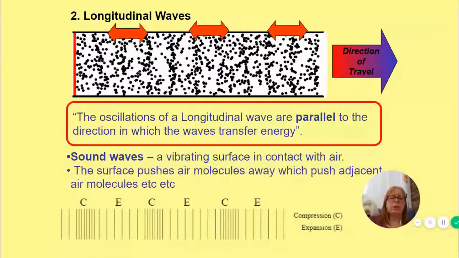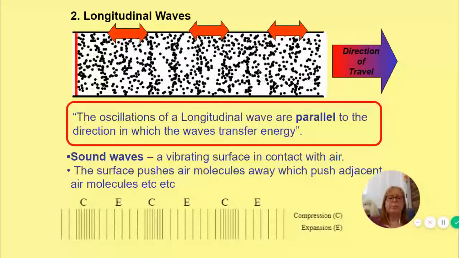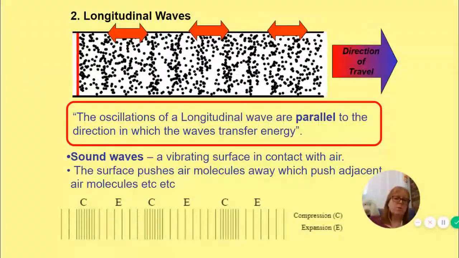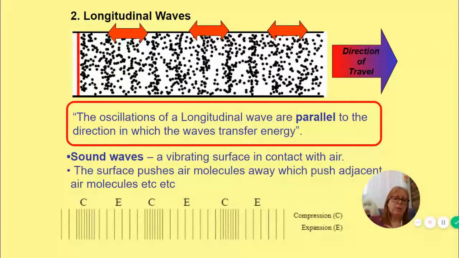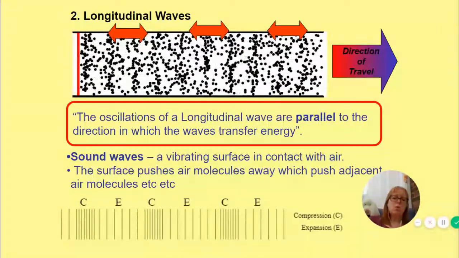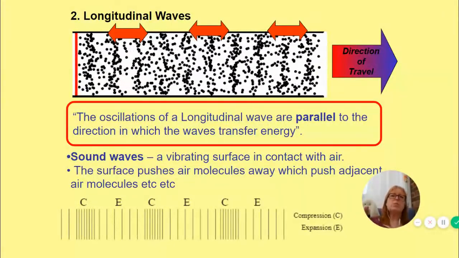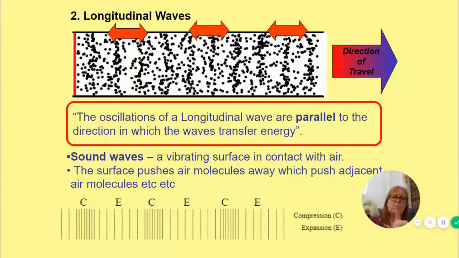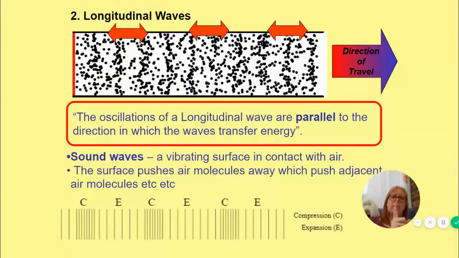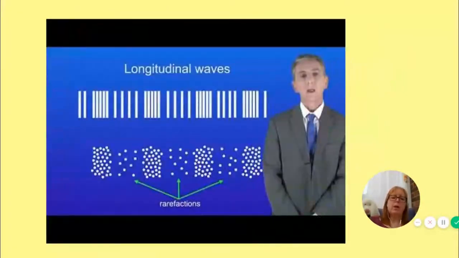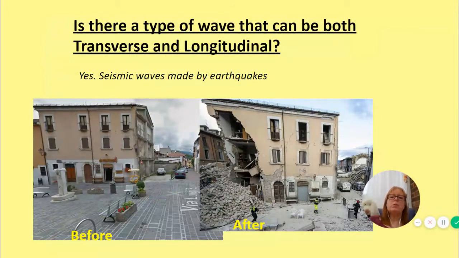So you've got one thing that does both. Everything is either transverse or it's longitudinal. There's only one type of wave where it could be both, and that's these ones, which is seismic waves. So seismic waves can be transverse or they can be longitudinal.